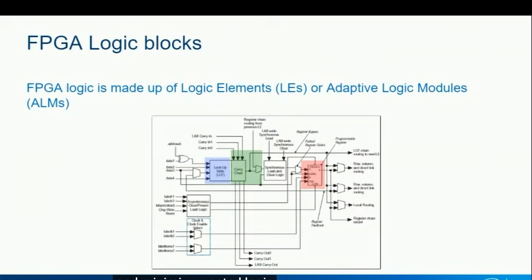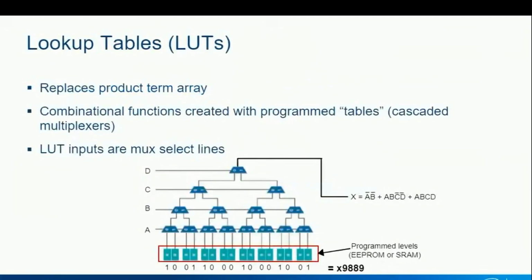The diagram here shows the detail of an LE in a typical FPGA lab. The LE is made up of three main parts: the lookup table, or LUT, the carry logic, and the output register logic. The LUT, or lookup table, is the key to the creation of sum of product functions out of combinatorial logic in an FPGA. The LUT replaces the product term array found in CPLDs. FPGAs use 4 or more input LUTs to create complicated functions.